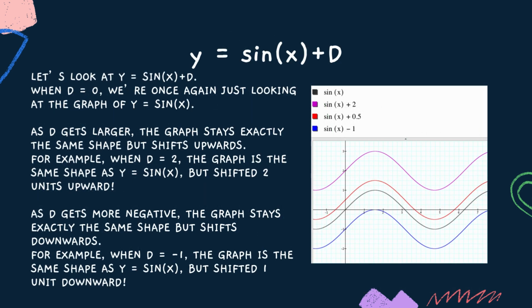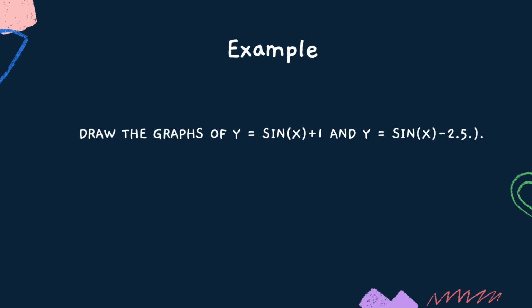Let's look at y equals sine x plus d. When d equals 0, we're once again just looking at the graph of y equals sine x. As d gets larger, the graph stays exactly the same shape, but shifts upwards. For example, when d equals 2, the graph is the same shape as y equals sine x, but shifted 2 units upward. As d gets more negative, the graph stays exactly the same shape, but shifts downwards. For example, when d equals negative 1, the graph is the same shape as y equals sine x, but shifted 1 unit downward. Now try and draw the graphs of y.